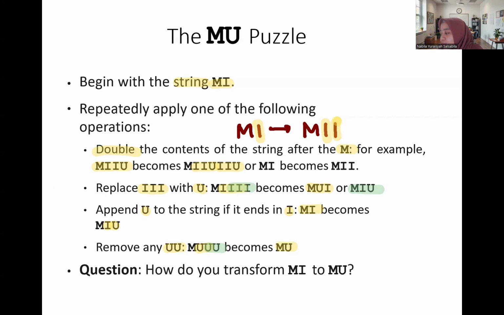Okay, the main question here is how can we transform MI to MU? Is there any way to transform MI to MU? Before we transform MI to MU, we need to know how to get the MU. Remember that this MU puzzle has multiple steps, right? So we need to find the previous step before we get the MU.